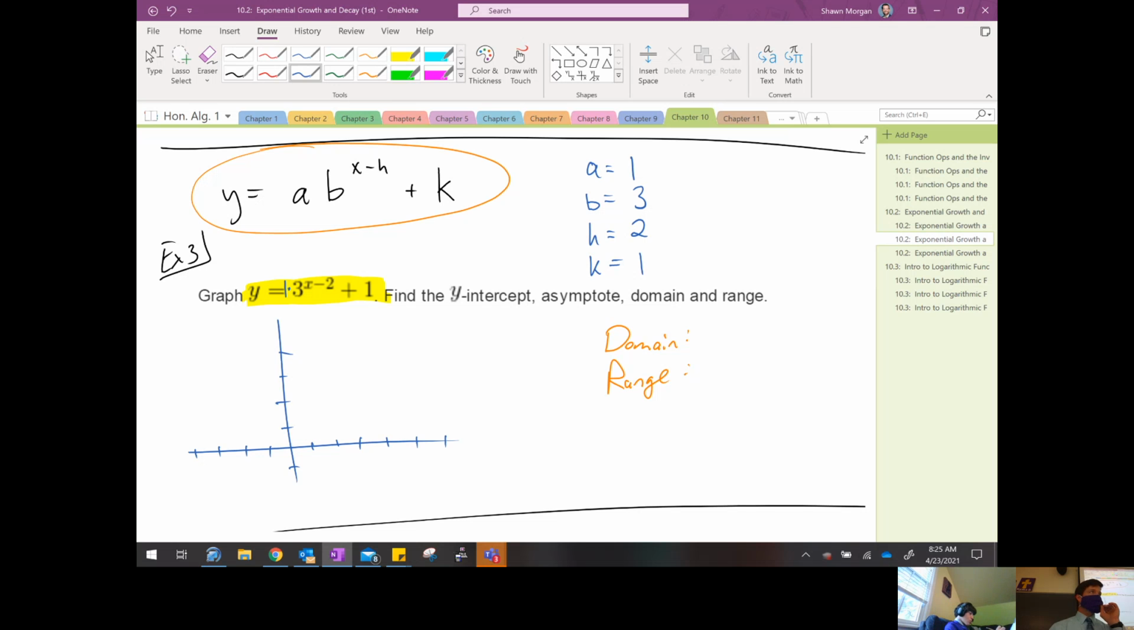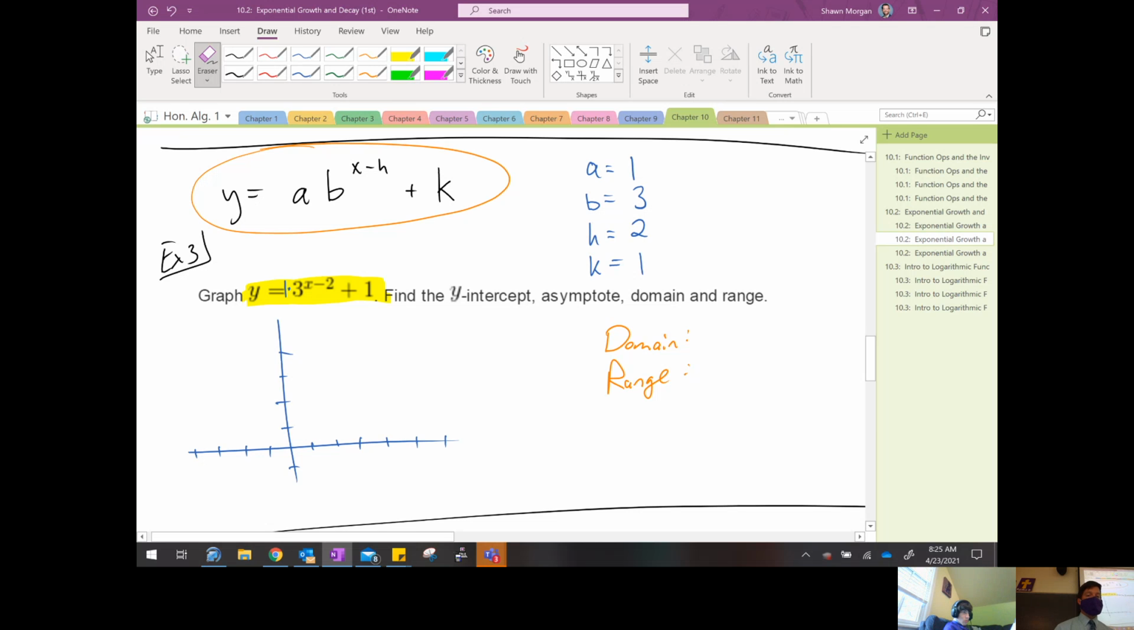b we've already discussed. If b is greater than 1, it's growth. If b is between 0 and 1, it's decay. Sebastian, Santiago, why would you take the negative 2? It is whatever is being subtracted from x. So x minus h, x minus 2, therefore h is 2. Another way of looking at it is I've used the phrase before, bass-ackwards. On the inside, it's the opposite of what you would think it is.